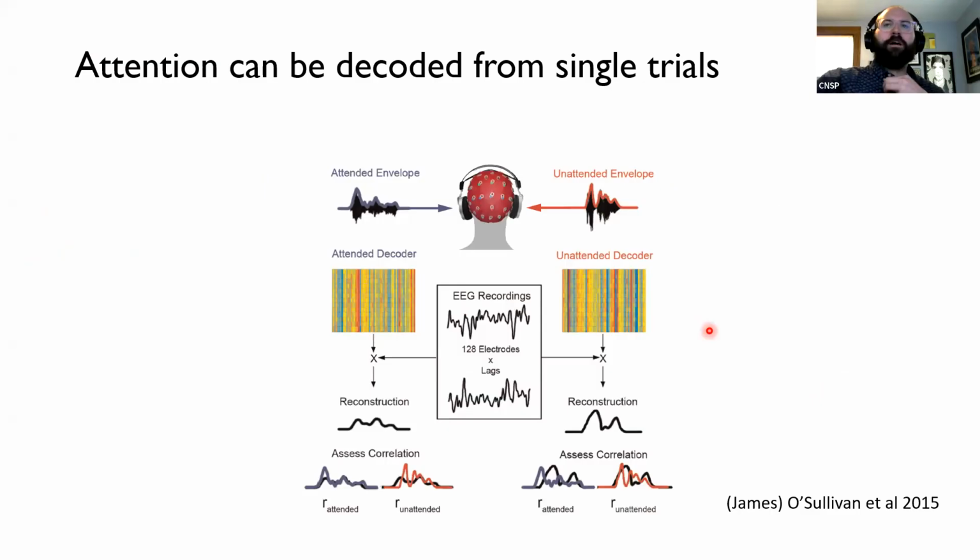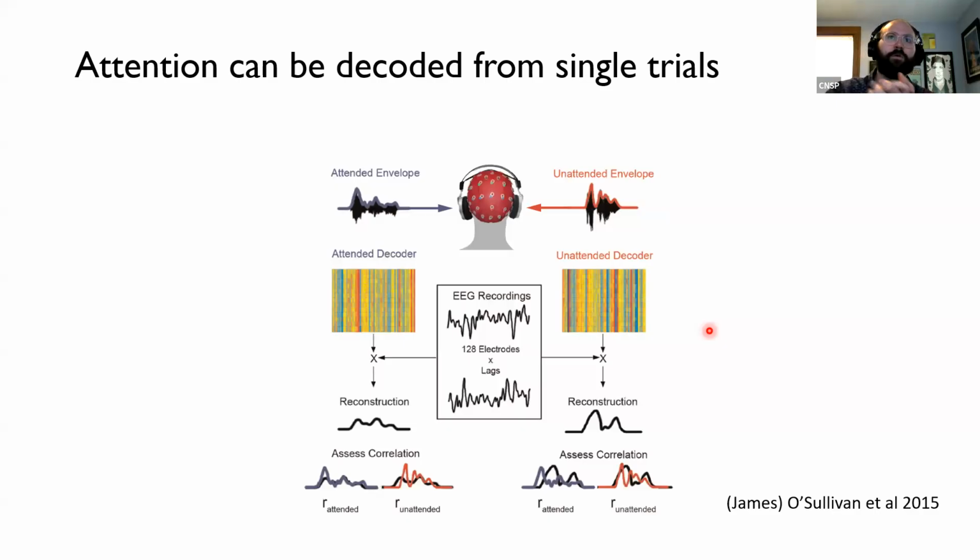One last thing that the mTRF toolbox has been used for quite a bit is attention decoding. This is one of our most cited papers. I think it's about 500 citations at this point. And what people were doing here is they were listening to two stories. One was in the left ear, one was in the right ear. One of the stories was Journey to the Center of the Earth, and the other story was 20,000 Leagues Under the Sea. And on each trial, they were asked to pay attention to one or the other.